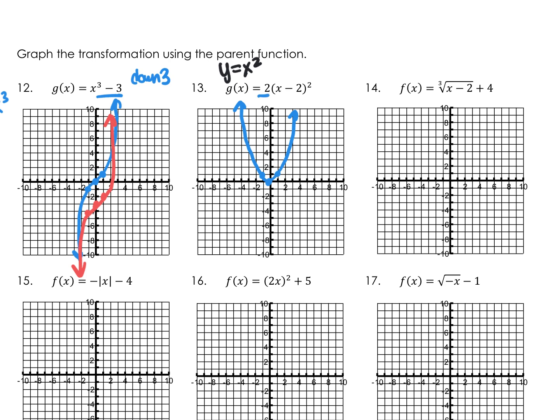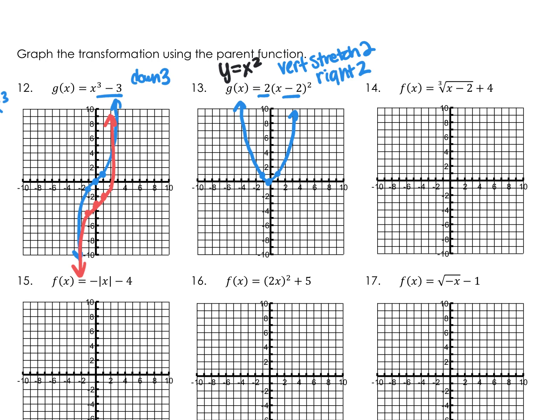The 2 on the outside is going to tell us about up and down y values, right? So we're going to multiply all the y values by 2, so that will be a vertical stretch of 2. And then on the inside, this subtraction is going to be the opposite. So we would think normally that would mean left 2, but it actually means right 2. Remember, inside is always left and right because it's x values.